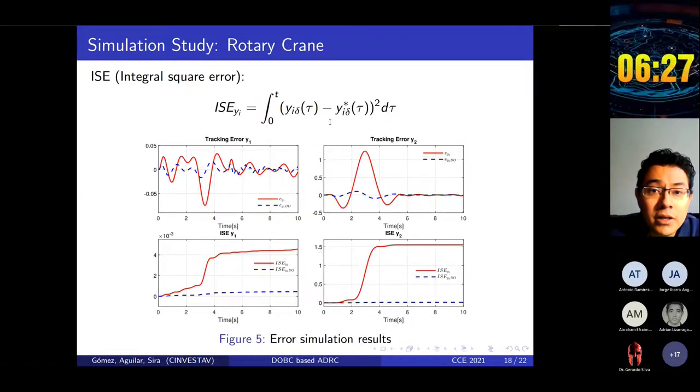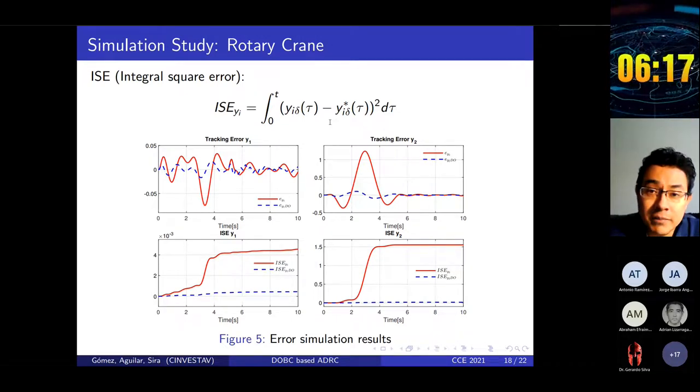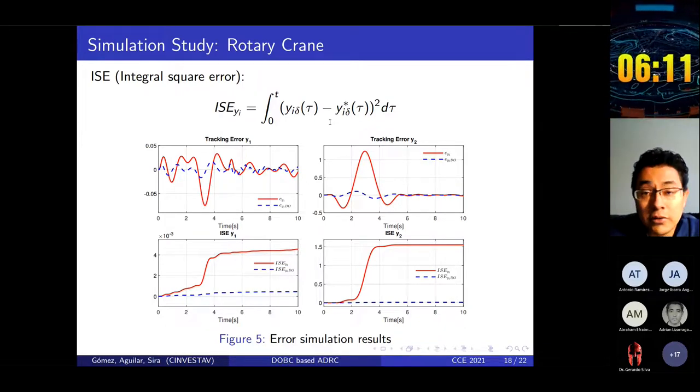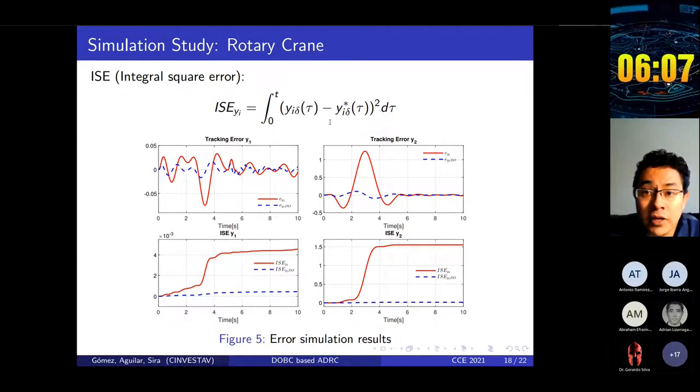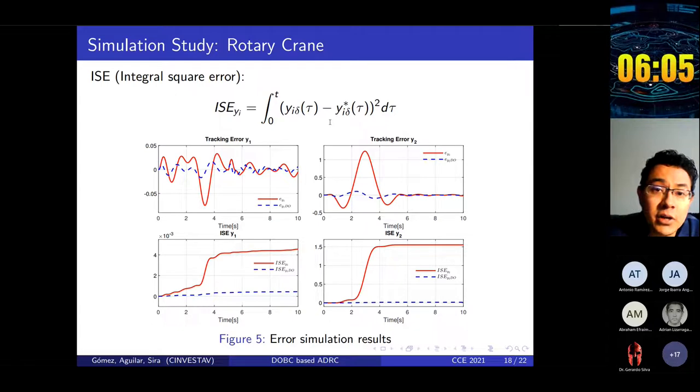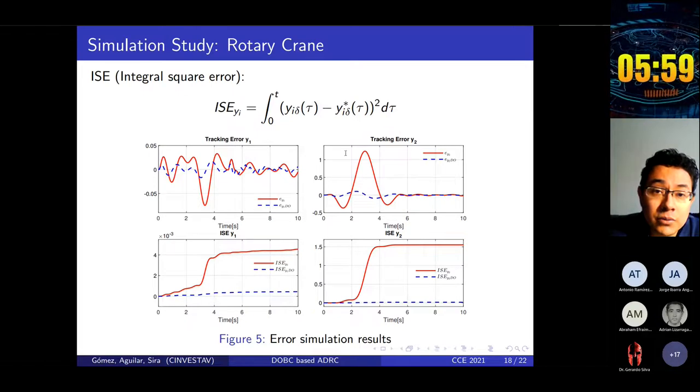However, if we now consider the tracking error signal and their corresponding integral square error criteria, a clearer improvement of the proposed scheme is seen, where a significant reduction of the tracking error is obtained due to a better estimation. If we compare the magnitude of the ISE criteria for each output, the difference is even an order of magnitude.